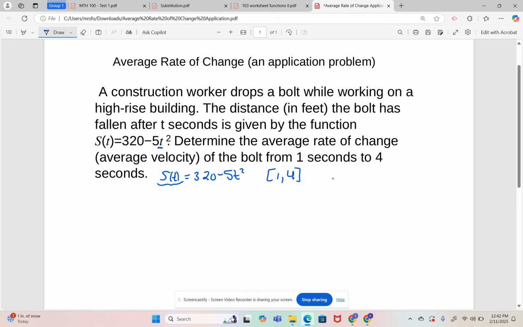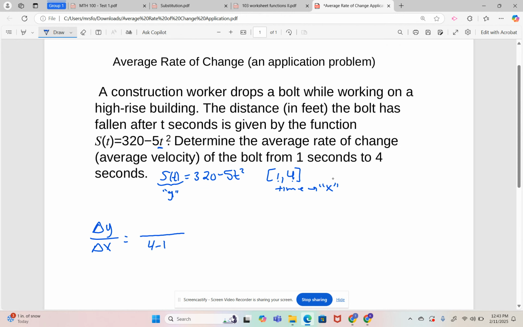So s of t is the same thing as your f of x, or your y, your output. The 1 to 4, those are seconds. That's time, which is your x. Okay? So now, to find the average rate of change, we want to say the change in y over the change in x. So the change in x is going to be 4 minus 1, x minus x. And the numerator is going to be whatever y is minus whatever your other y is.